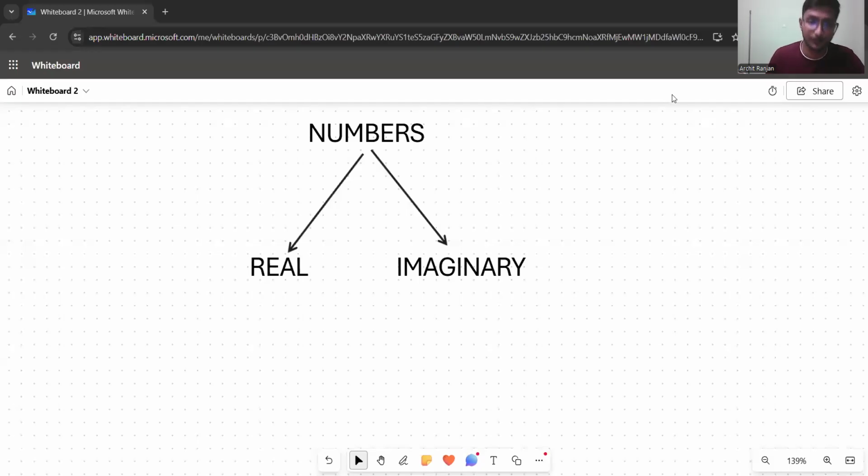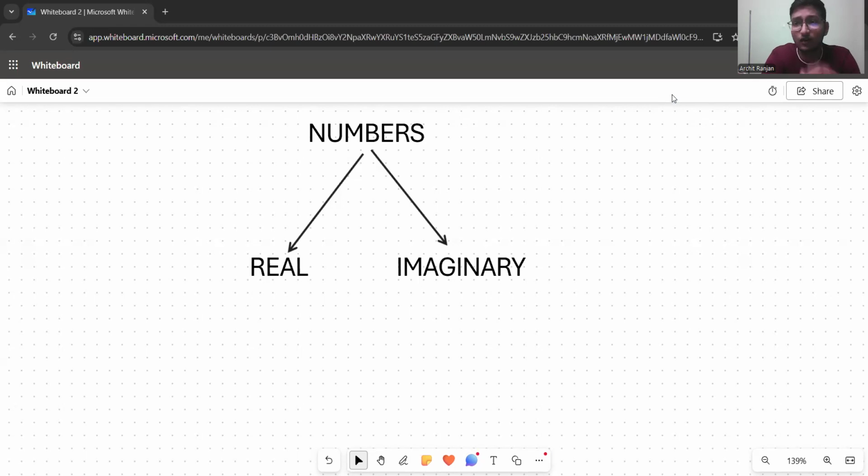Recording in progress. So, hi everyone, my name is Archit Sanjan and I'm going to be teaching complex numbers today. I'll be following the syllabus that is mentioned in the JEE Advanced 2025. Okay, and so as you can see on the screen, the first thing that I want to show is, I want to create a base for the complex numbers.